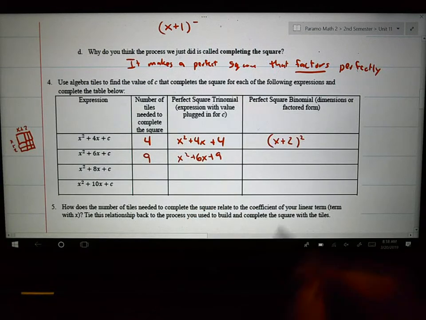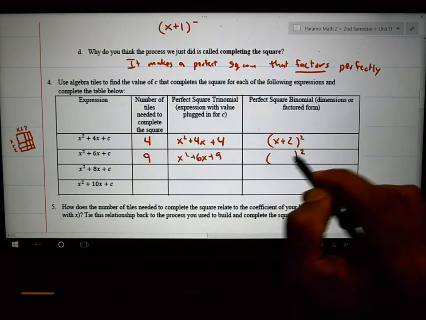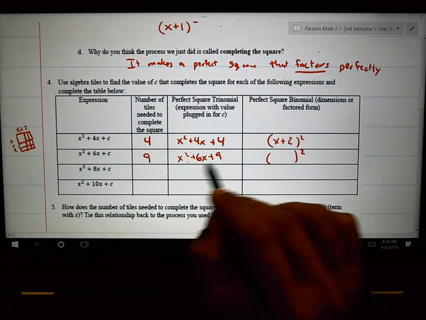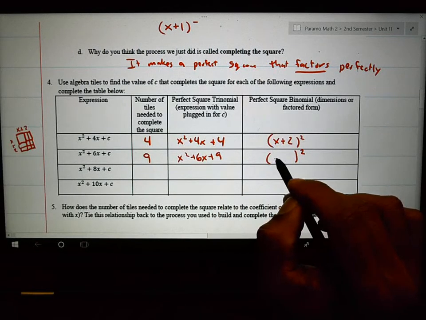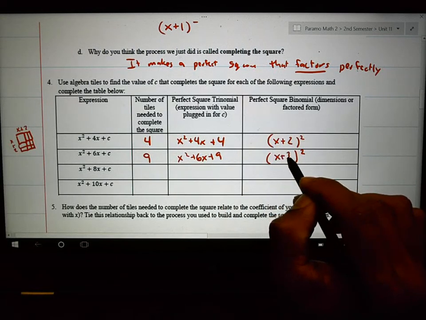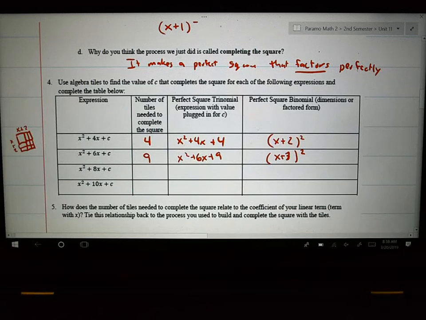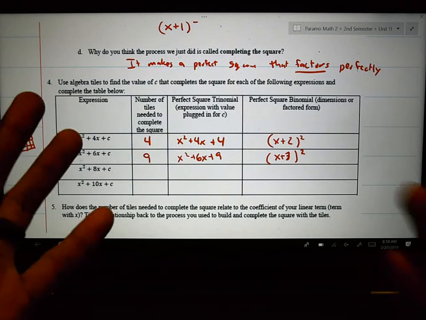Now I'm curious, do you know what's going to come into this perfect binomial squared? What's going to be here? If you said x plus 3, you are correct. You are understanding how to do something that a lot of kids don't understand how to do. When I say we're completing the square, that's what we're doing.